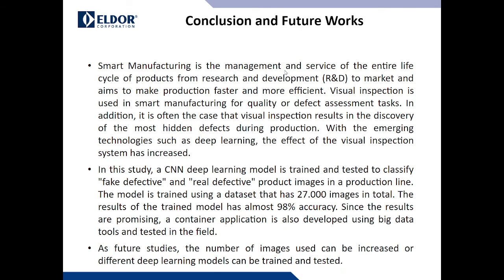And as a conclusion, as future studies, the number of images used can be increased or different deep learning models can be trained and tested. But in this study, a CNN deep learning model is trained and tested to classify fake defective and real defective product images in a production line.